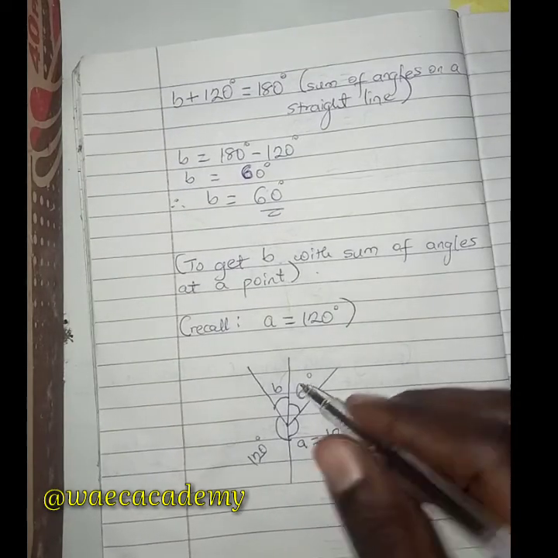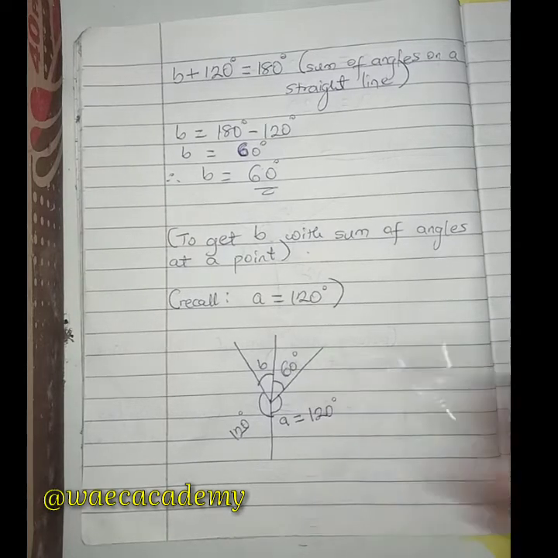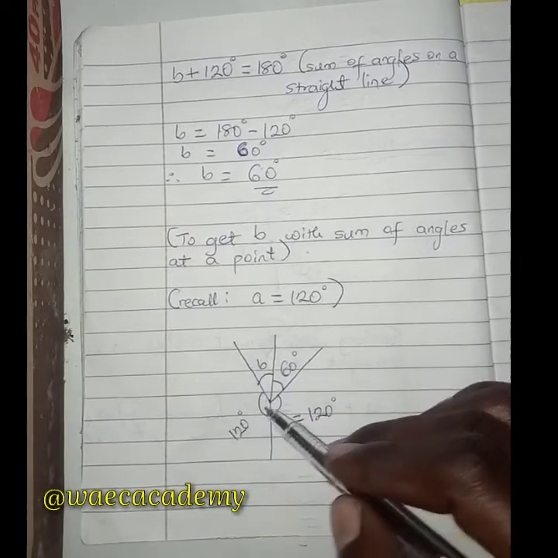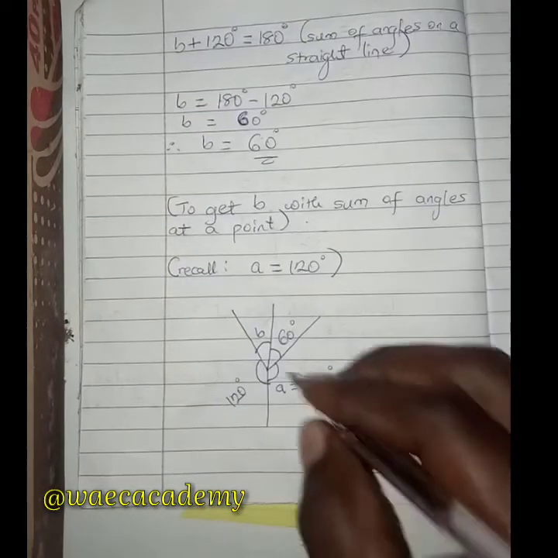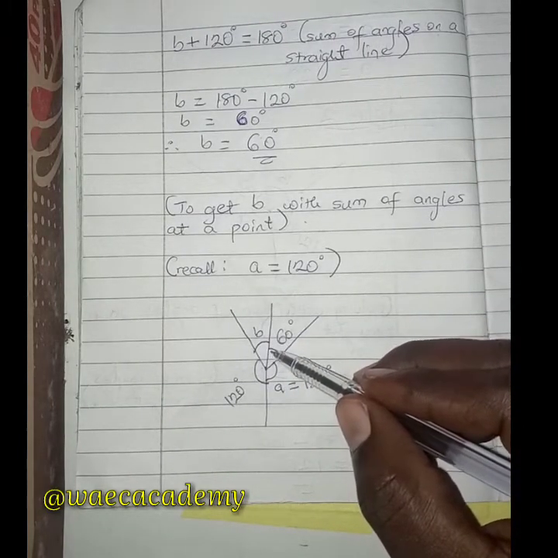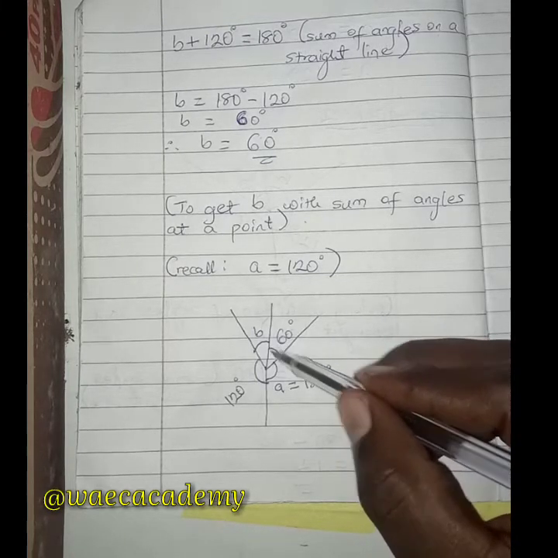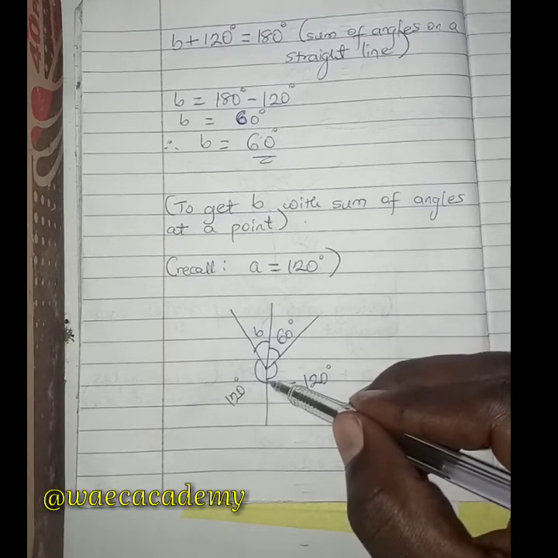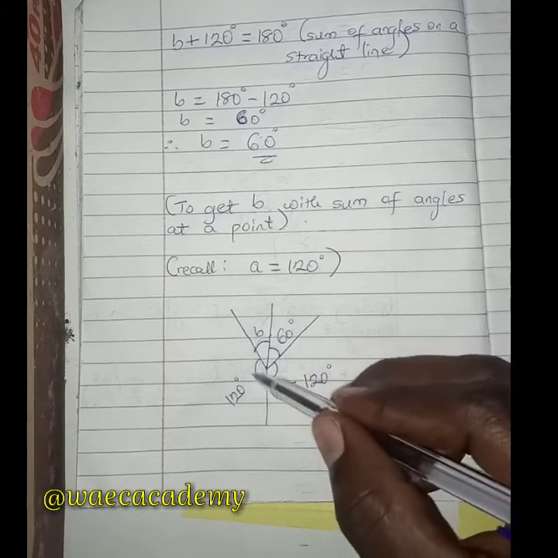So with this now, we have been able to use sum of angles on a straight line to narrow down the question to just one variable left, just B left. We have solved for A. So we can use sum of angles at a point to finish off this question. Remember, if the thing looks like a circle, then you use sum of angles at a point. So you start from here, it curves like this, continues, curves again, continues, curves again, back to the starting point.